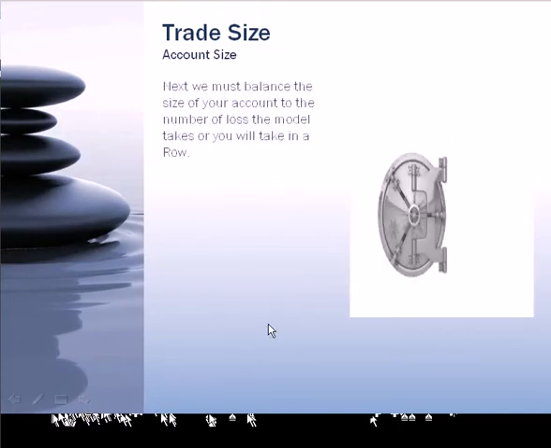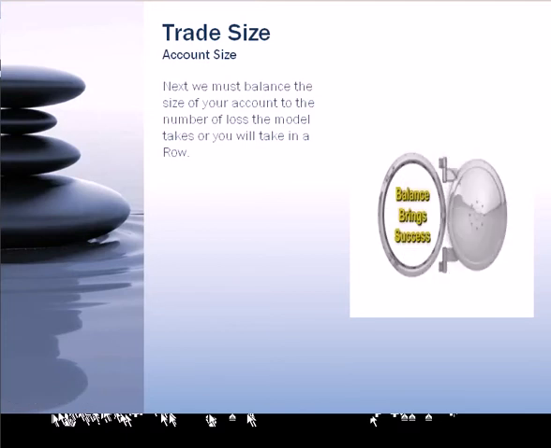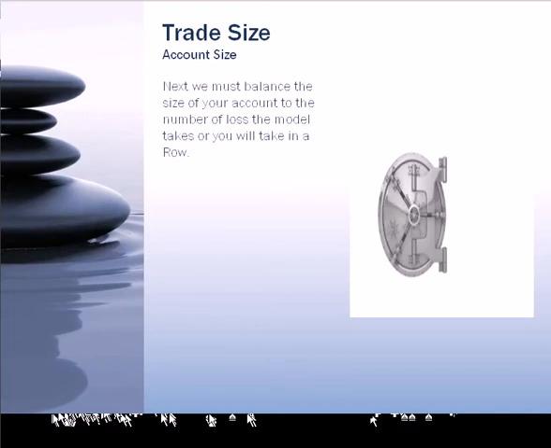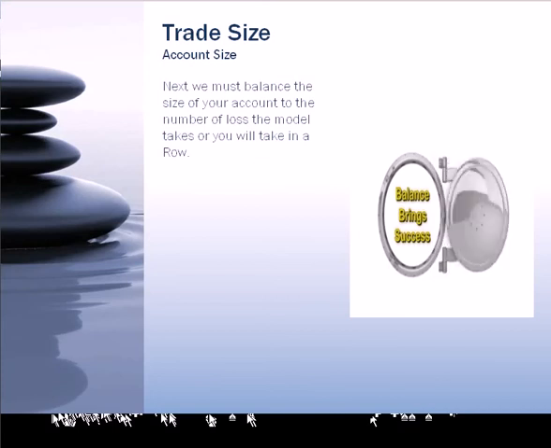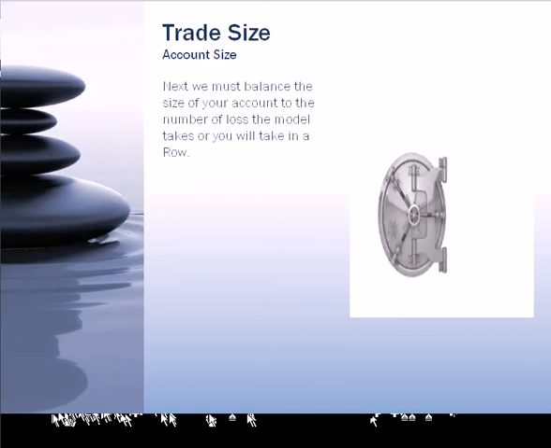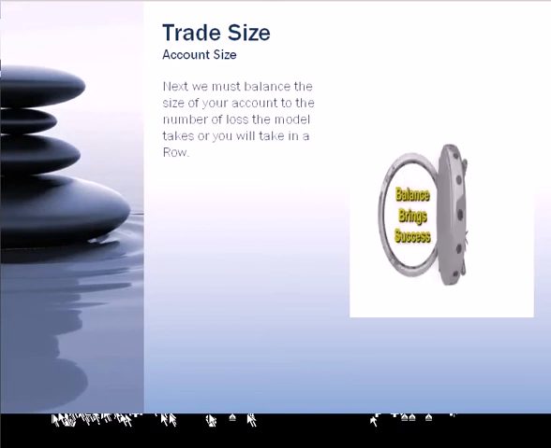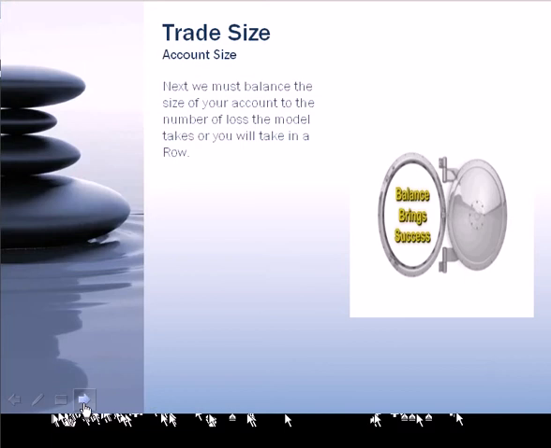Now, the next one, we've been talking about this one. We must balance the size of our account to number of losses in a row. And if we can do this, balance brings success. Well, this is key. So we've taken the size of our account to our losses in a row to the volatility. So we've hit 3 major points: account size, losses in a row, volatility. But we're out of balance psychologically.